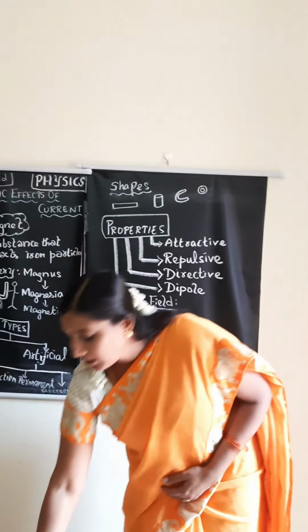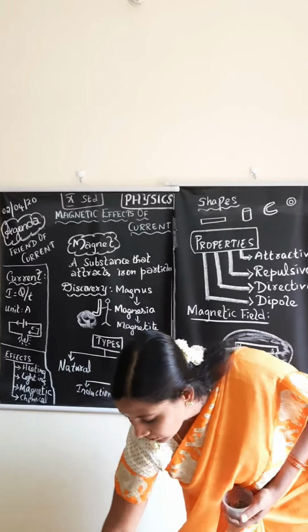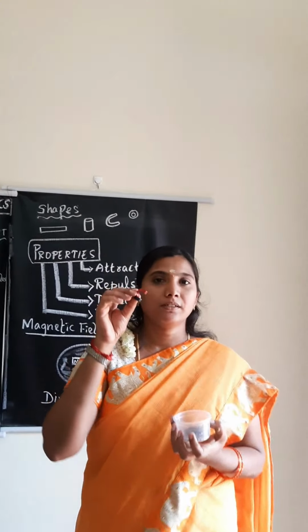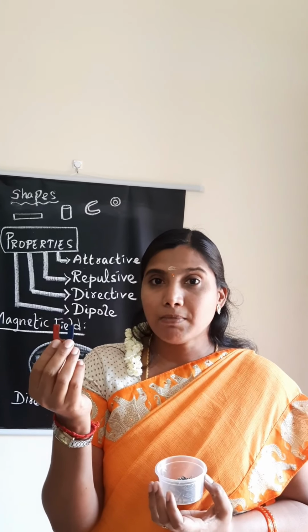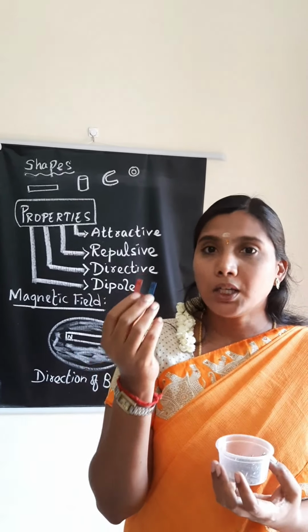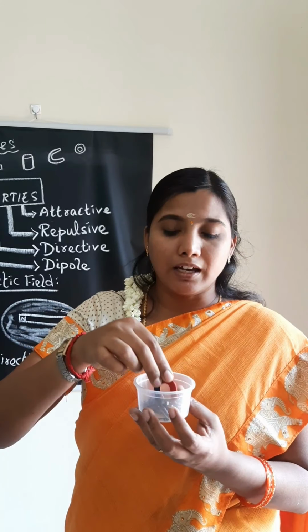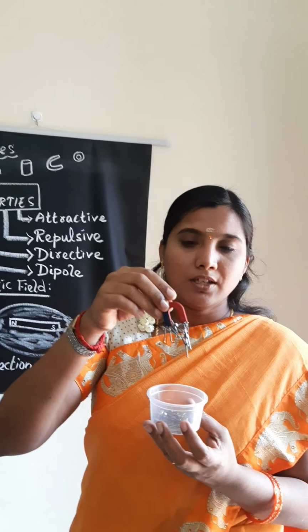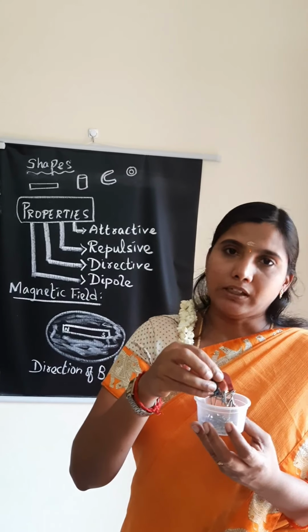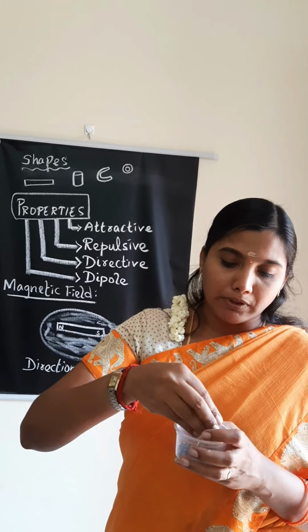Number one, we have already seen, I've shown you these iron nails. So I keep a magnet. What is the name of this magnet? Horseshoe magnet or a U-shaped magnet. I'm just keeping it near the iron nails. You can see the iron nails getting attracted. So this is an attracting property.